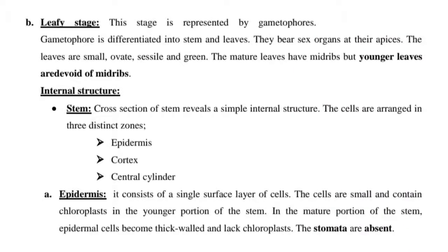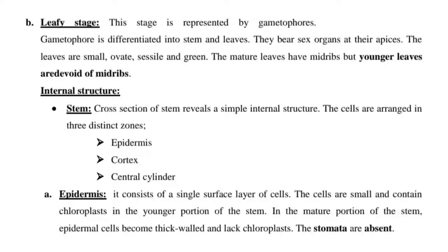B. Leafy stage. This stage is represented by gametophores. The gametophore is differentiated into stem and leaves. They bear sex organs at their apices. The leaves are small, ovate, sessile and green. The mature leaves have midribs, but younger leaves are devoid of midribs.